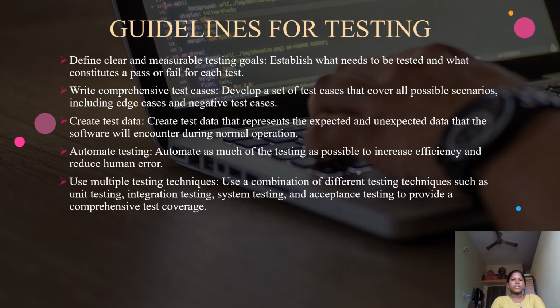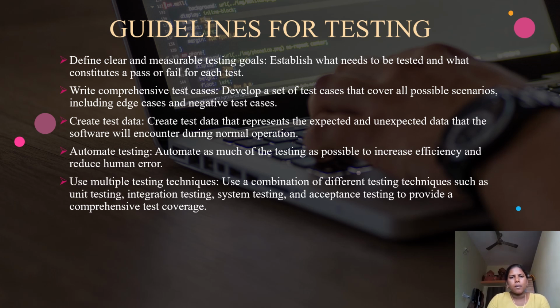And the guidelines for testing are: define clear and measurable testing goals. Establish what needs to be tested and what constitutes pass or fail for each test. When all the test cases pass, then the program and the output will be okay 100%. If one fails according to the tester, then that statement has to be changed, and the testing will proceed again from first to last.